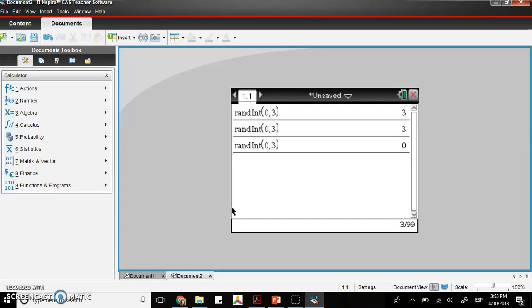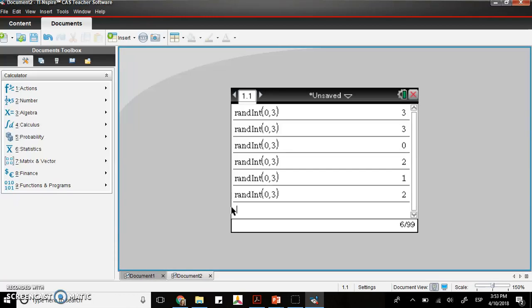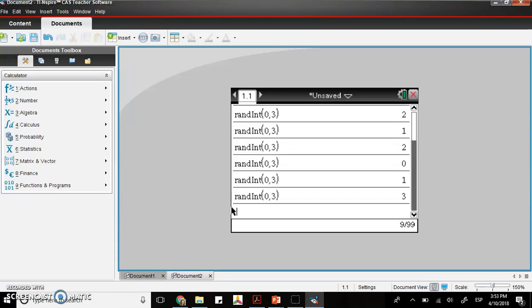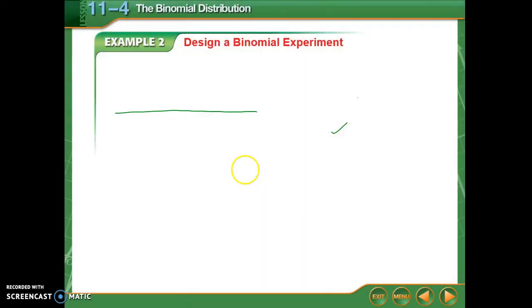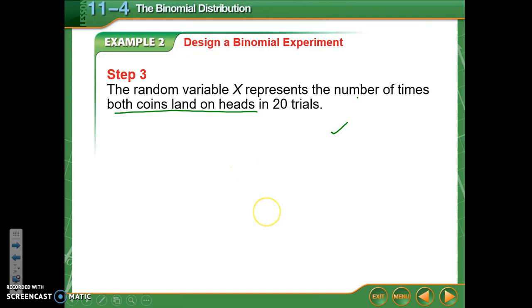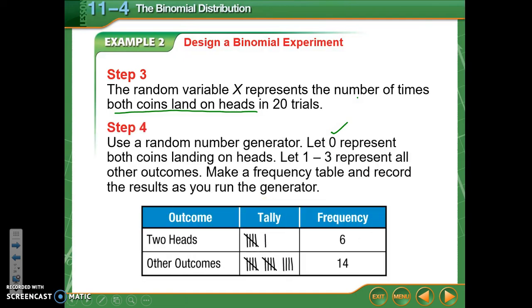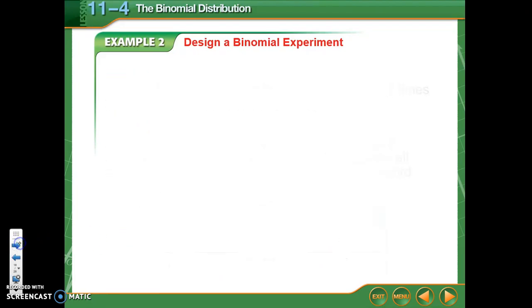So what they did is they just did it over and over 20 times, and you could do this in your calculator too. And then each time they did it, they recorded what they got in the frequency table we have back over here. So they got 2 heads, or a 0, 6 times, and they got a 1, 2, or 3 14 times. So they just literally made a tally every time they hit enter and checked it out.